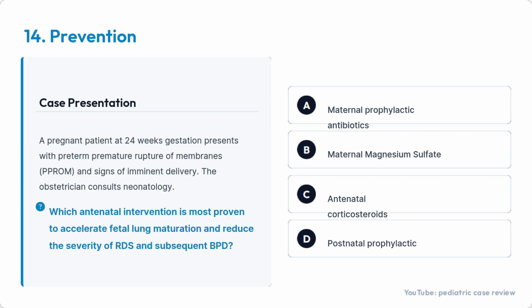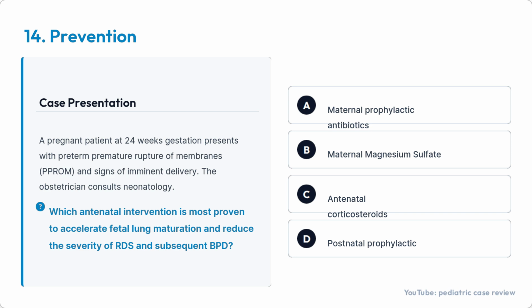Question 14. Prevention. A pregnant patient at 24 weeks gestation presents with preterm premature rupture of membranes and signs of imminent delivery. The obstetrician consults neonatology. Which antenatal intervention is most proven to accelerate fetal lung maturation and reduce the severity of respiratory distress syndrome and subsequent bronchopulmonary dysplasia? Option A, antibiotics.